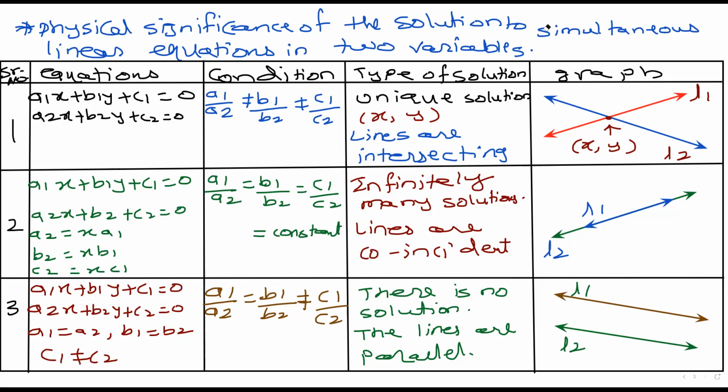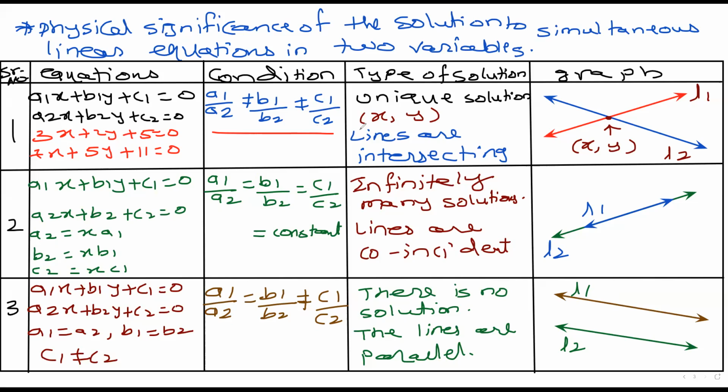So let me quickly give one example in the red color, you will understand. First question, it is very easy. Let's say 3x plus 2y plus 5 is equal to 0, and 7x plus 5y plus 11 is equal to 0. Take any numbers, never the ratio. See, 3 upon 7 is not equal to 2 upon 5, which is not equal to 5 upon 11.